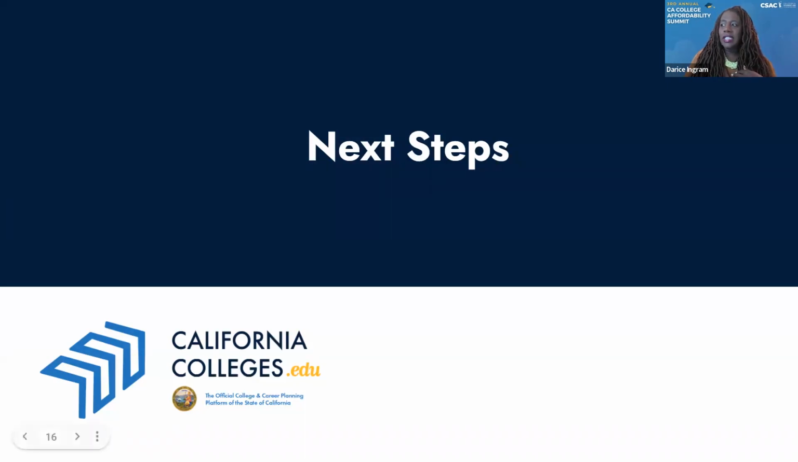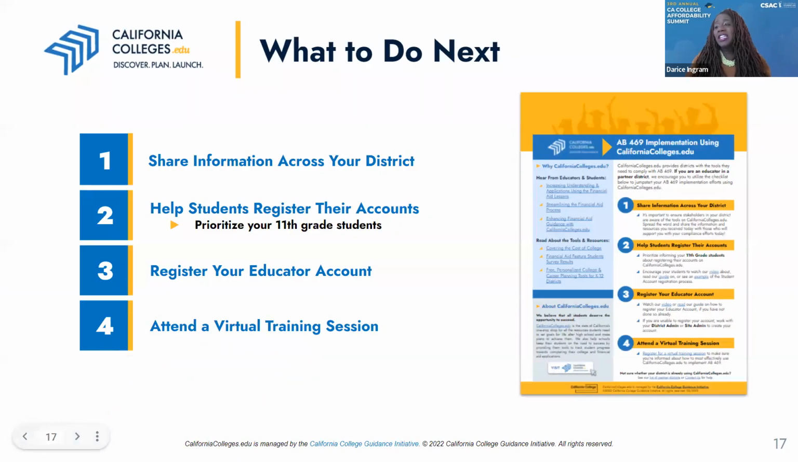I'm going to drop a link in the chat that includes a checklist that we've created for all of our districts that we're sharing with you. As we drop that link in the chat, we really want to give some insight of what we hope to share with you as you get ready to implement AB 469. We'll send that checklist, but the first thing we want to admonish you to do is to share the information across the chat.